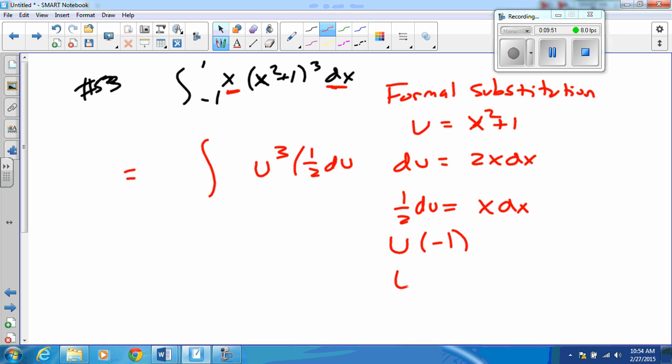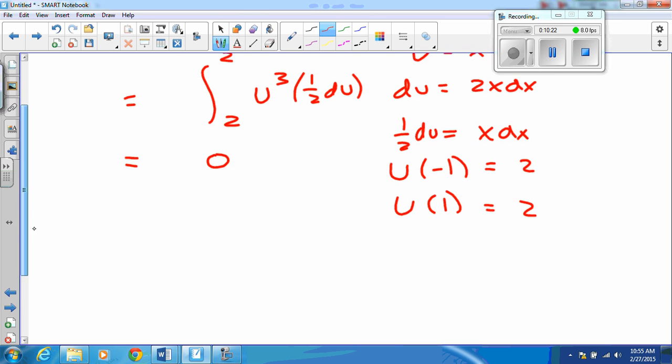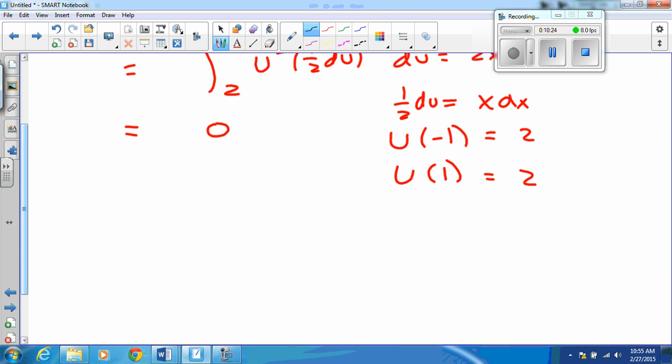For the limits of integration, I need to evaluate u at the lower limit and at the upper limit. When I evaluate u at the lower limit, I get negative 1 squared plus 1, which is 2. And when I evaluate at the upper limit, I get 1 squared plus 1, which is also 2. And there's my surprise. Because this is the integral from 2 to 2 of whatever, I don't even need to work hard. The value of that integral is 0, and I'm done.